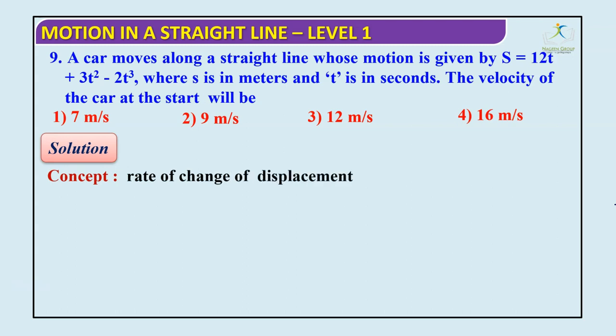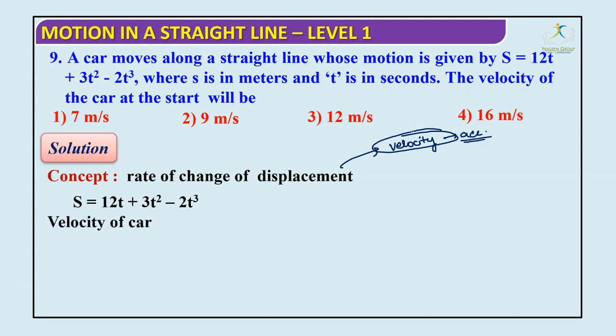The concept which we will apply here is the rate of change of displacement. Students, I hope you know about this formula. The rate of change of displacement describes the velocity. And similarly, the rate of change of velocity describes the acceleration. So here we are taking the concept of velocity. s is equal to 12t plus 3t square minus 2t cube is given. Now the velocity of the car, as I told you, is ds by dt.